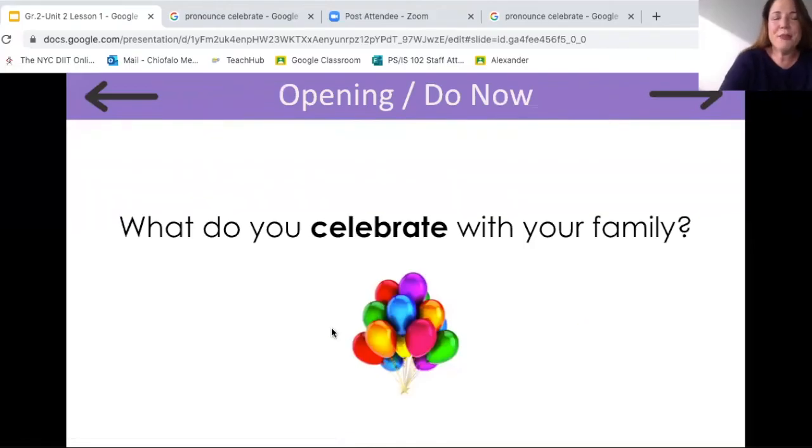Hi, readers. Today, I want you to start this lesson by doing this do now. I want you to think about what do you celebrate with your family? Okay, who would like to share what they celebrate with their family?